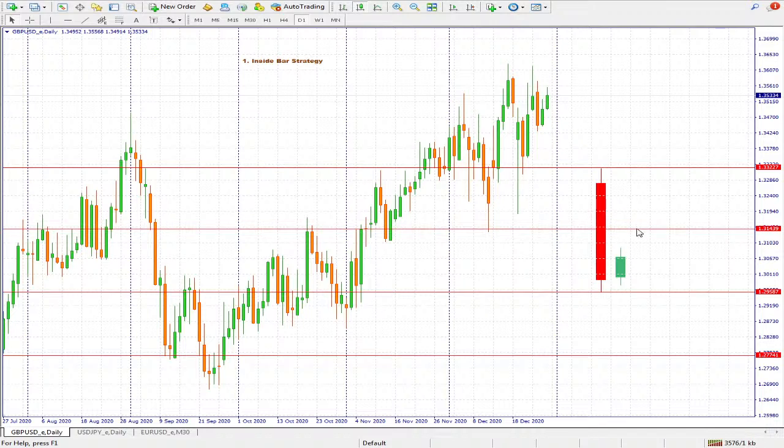So the distance between this and this, I assume it's the same distance between this point and this point. So if you place the pending sell limit here, have your stop loss at this point, and have your take profit at this point, which is the same size as the mother bar. Does that make sense, whatever I'm saying?